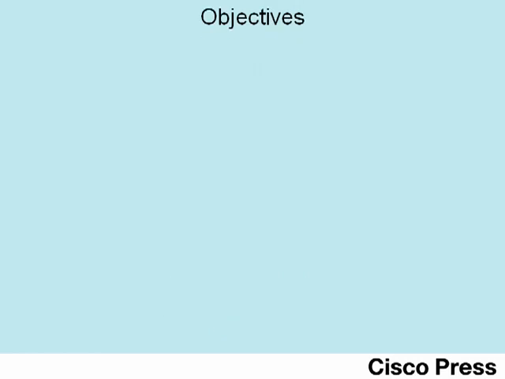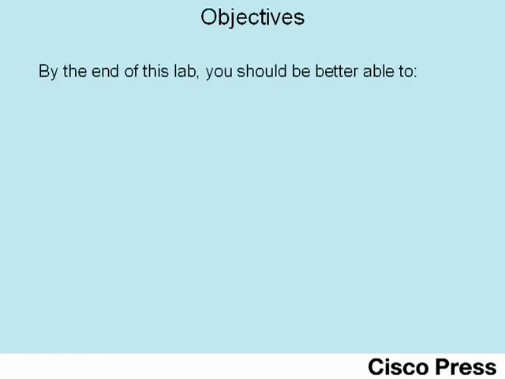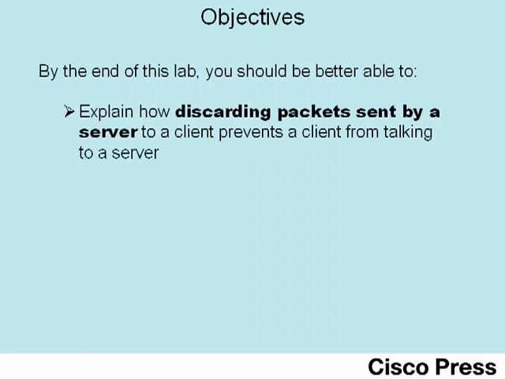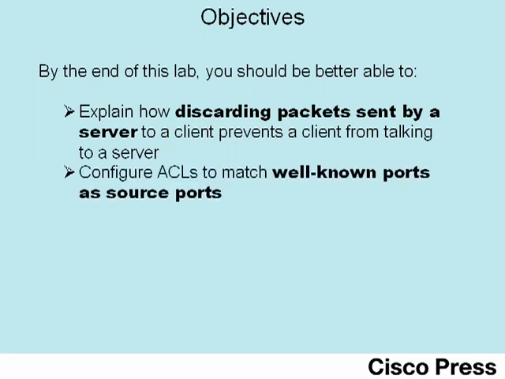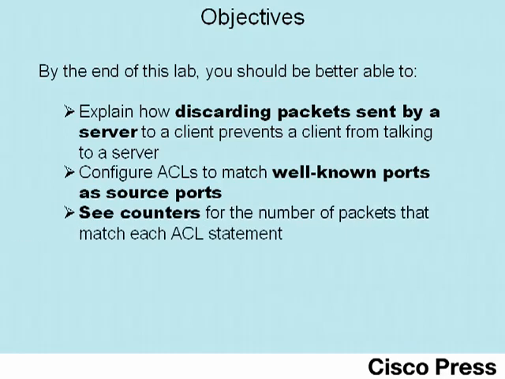This lab has three main objectives. By the end of this lab, you should be better able to explain how discarding packets that are sent by a server towards a client prevents the client from talking to the server. You should also know how to configure ACLs that match well-known ports as the source port in a particular packet. And you'll be reminded how to see counters for an ACL that shows how many packets have matched each line of the ACL.